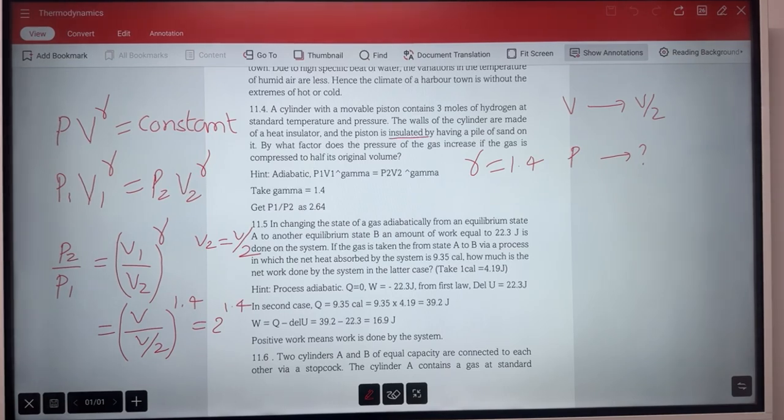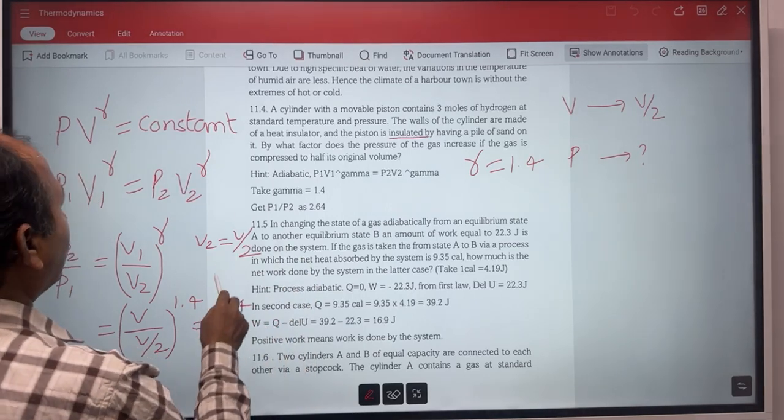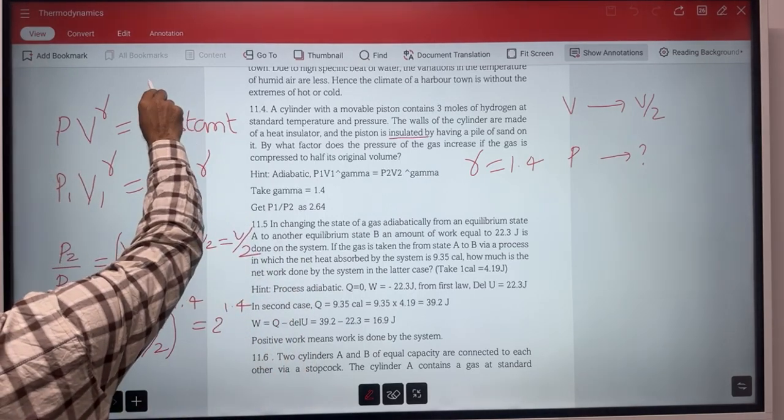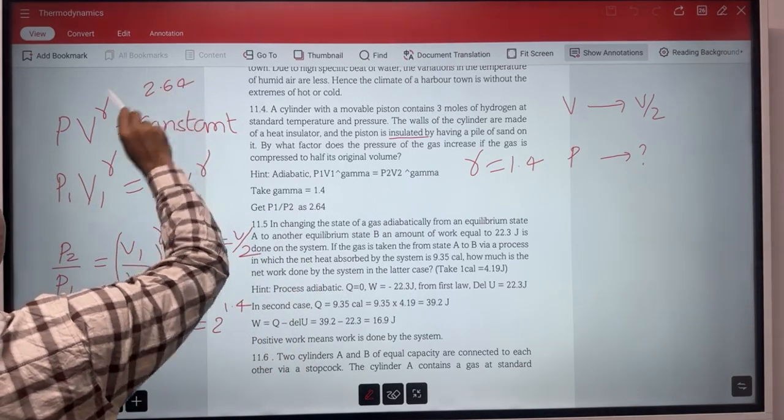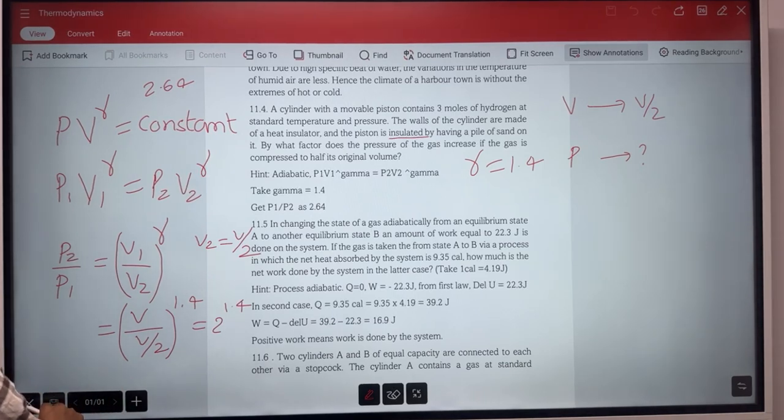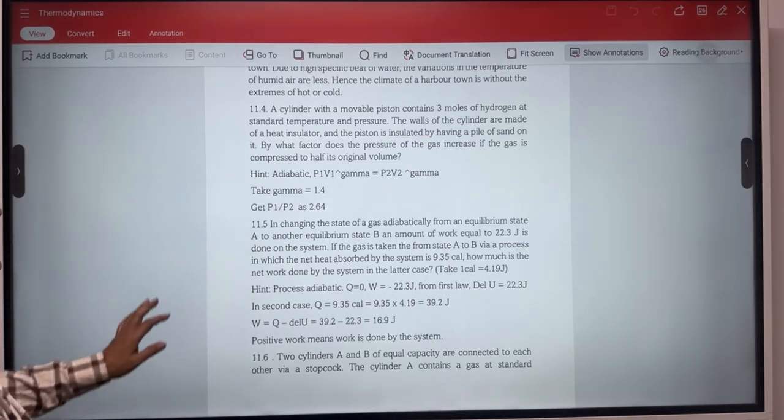Now by using a calculator, we can evaluate it. That will come out to be around 2.64. So our answer will be 2.64. Right. The question is simple. You only have to use the adiabatic equation, and then you can easily evaluate. Let's see the next question.